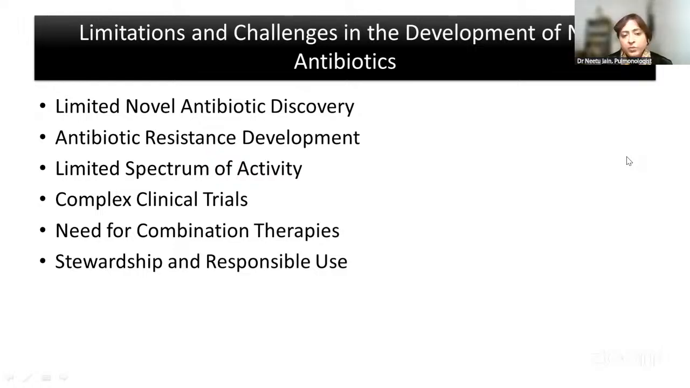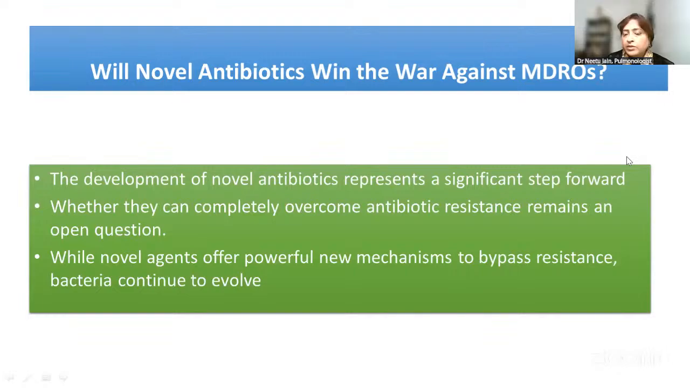New antibiotics will require complex clinical trials, and there is going to be a need for combination therapy. So what can we do other than development of new antibiotics? Will novel antibiotics win the war against MDROs? Novel antibiotics will never win the war against MDROs. Drug-resistant organisms are very smart. As soon as you develop a new antibiotic, within a year they develop resistance to those antibiotics. We have powerful new mechanisms to bypass resistance, but bacteria will continue to evolve.